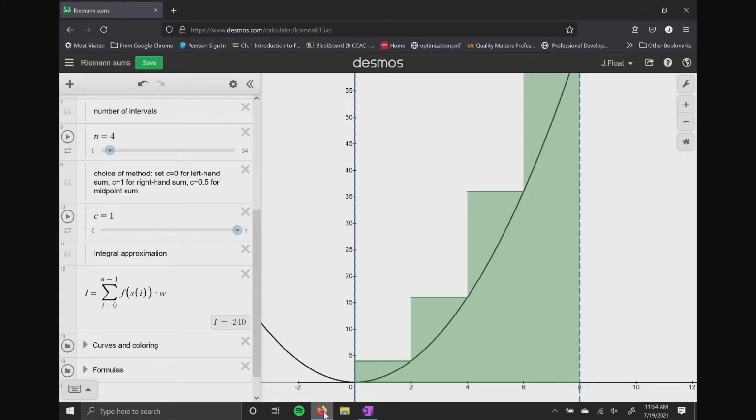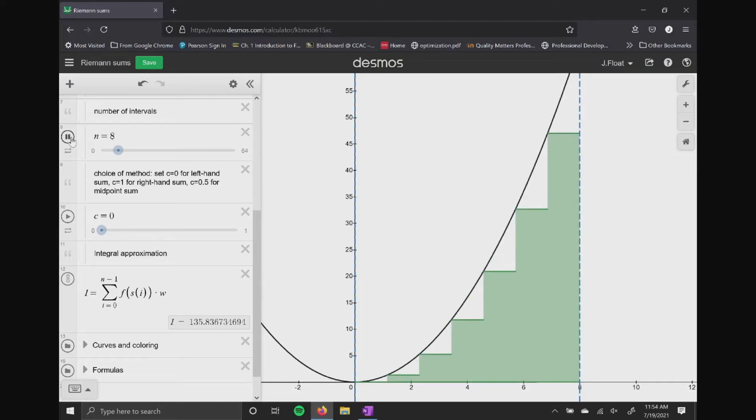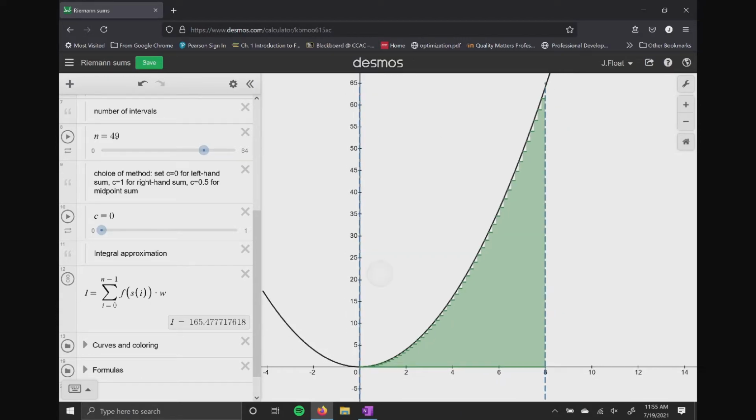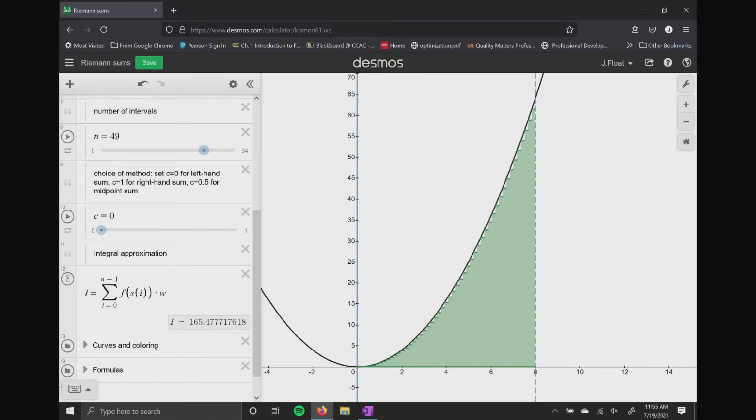Now, what I'm going to do is just let this slider go, and you're going to see what happens to all these little rectangles underneath this curve. So we'll start off with the left-handed rectangles first. And notice that as I increase the number of rectangles, I'm still getting an under approximation. Right now I have 49 rectangles underneath this curve. Let me zoom out a little bit. There we go. But notice that the amount of the underestimation is not as great as if you only had 2 rectangles. Now we're going to go back to 4.